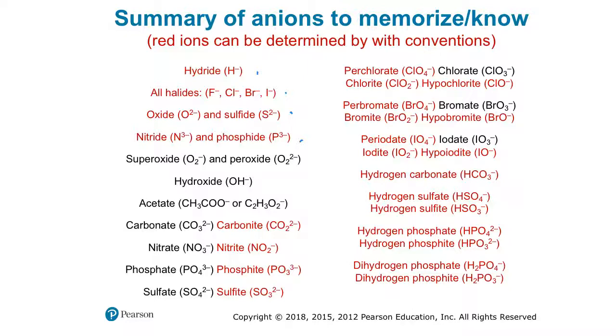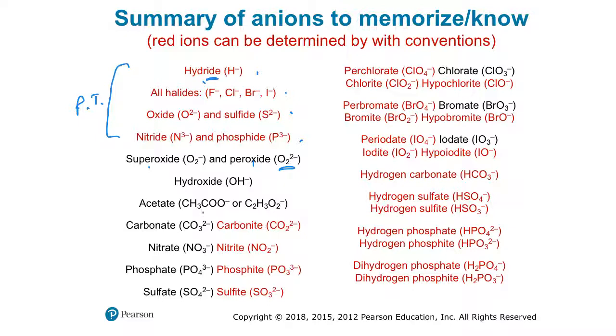These are just relative to the periodic table. So we can get the charge just using a periodic table. The name is just derived from the root name of the element with the IDE suffix. We should also be able to name superoxide, peroxide, just kind of have to memorize it.